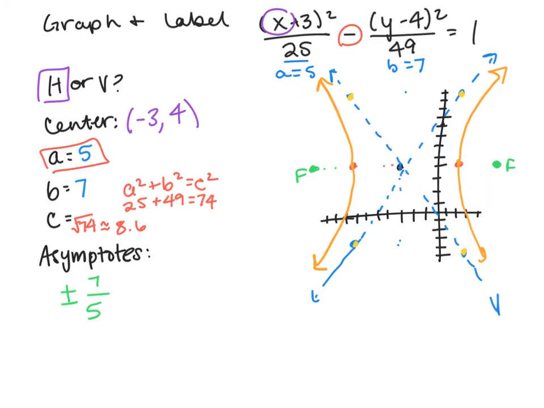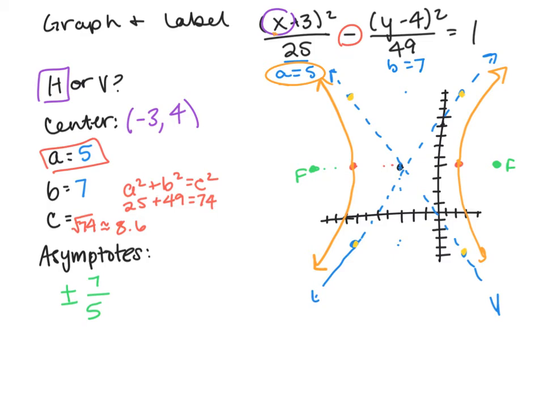So again, things to keep in mind that kind of differ from the ellipse that we're used to. The A value is always the first value. Whether A is with X or A is with Y is what determines horizontal or vertical. So if A is with X like this one was, it's horizontal. If it was a Y in that first parenthesis, it's vertical.